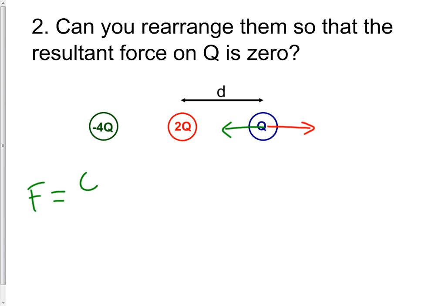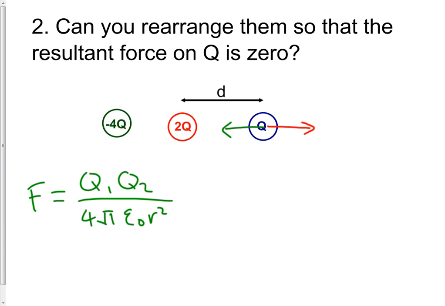F equals Q1 Q2 on 4 pi E naught R squared. Now, the charge on this one is double the charge on this one. So it's going to have to go further away. If we put them the same distance, then because the charge is double, the force is going to be double, and this force is going to be too big. The resultant force won't be zero. So this one must go further away.